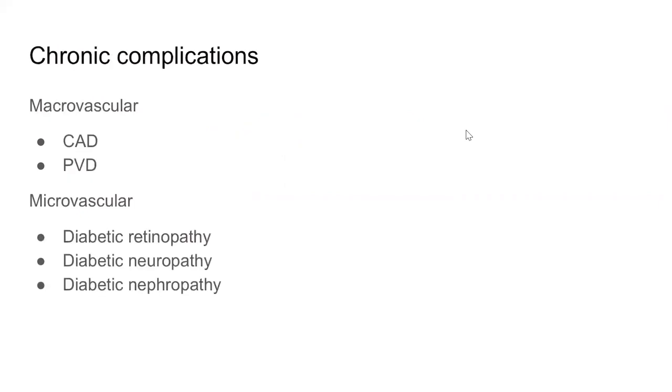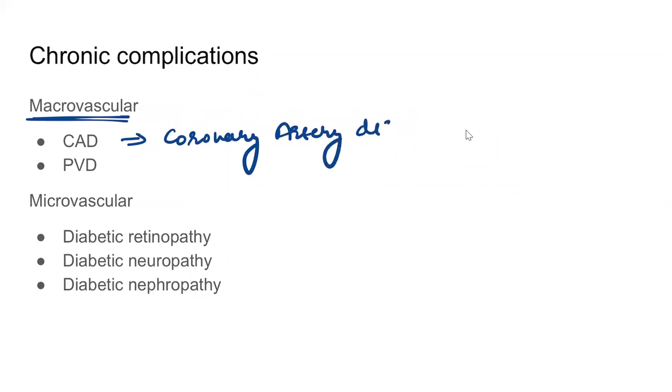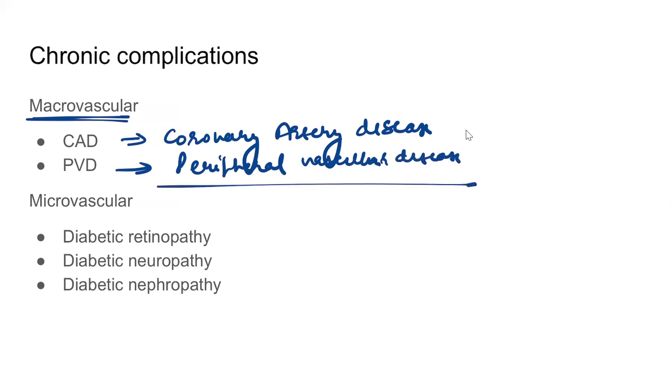Then chronic complications of diabetes. We can have macrovascular complications like coronary artery disease and peripheral vascular disease. And in microvascular, we have diabetic retinopathy, diabetic neuropathy, and diabetic nephropathy.